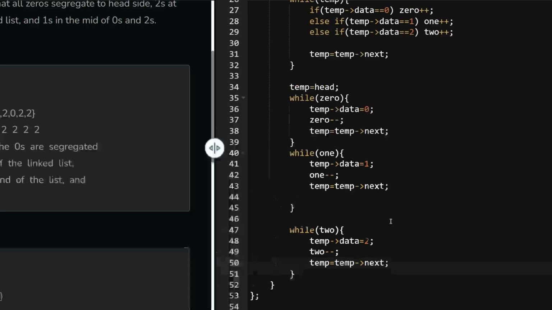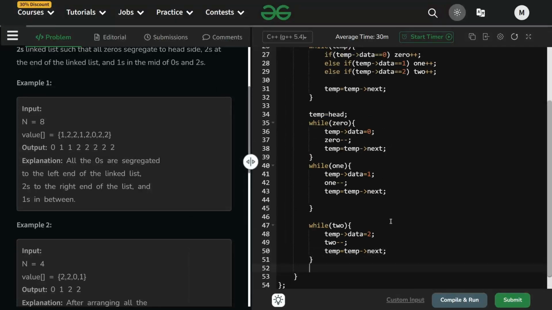By the end of the third loop, your linked list will be sorted, and you can return your head, because you are pointing to the head of the sorted linked list.